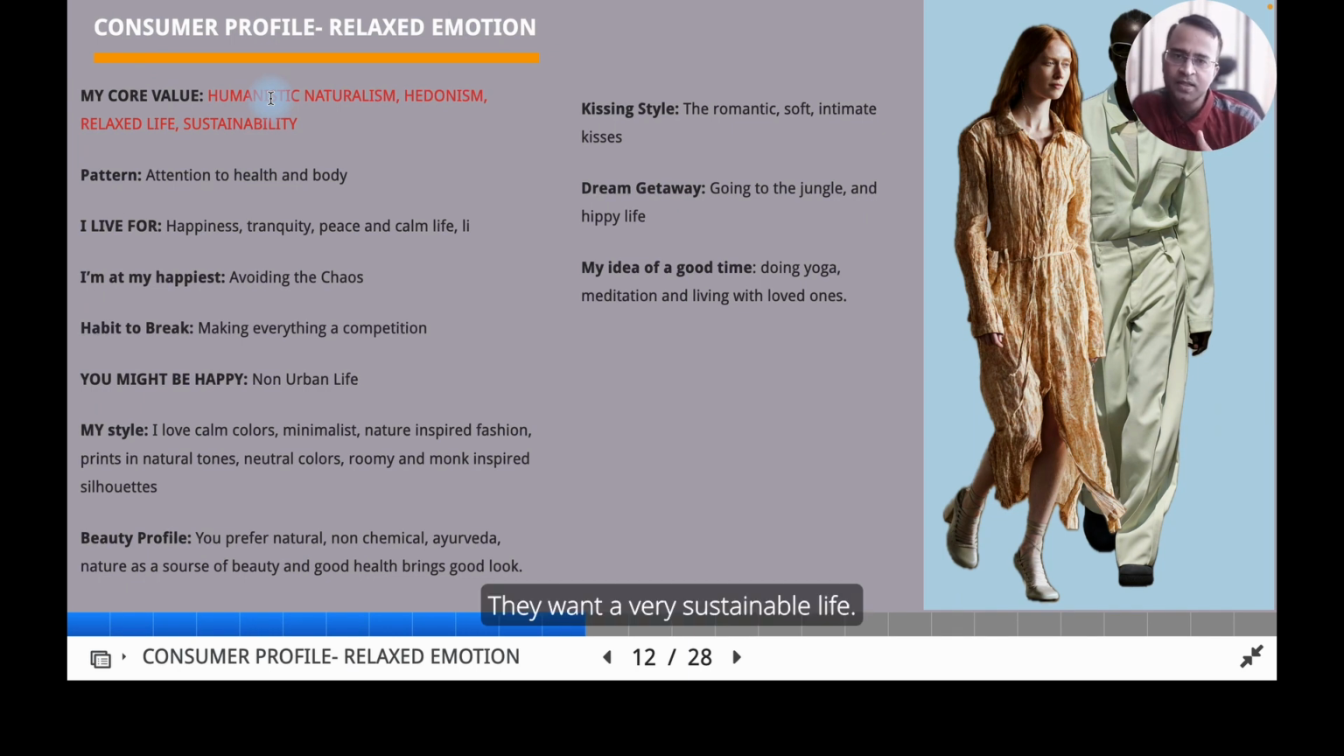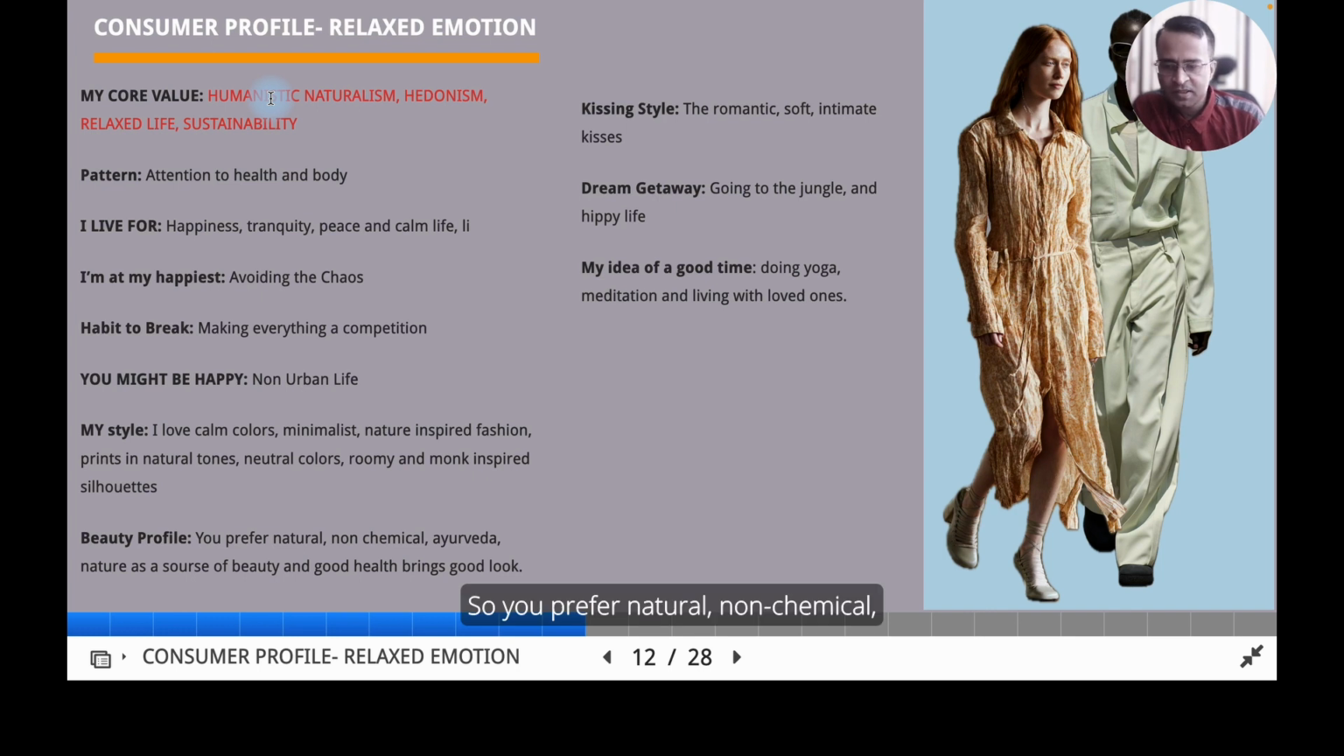They want a very sustainable life. They want a relaxed, roomy silhouette where they have the freedom to move around without any constraint. So you could go with that kind of style. Next step, what is their beauty profile?